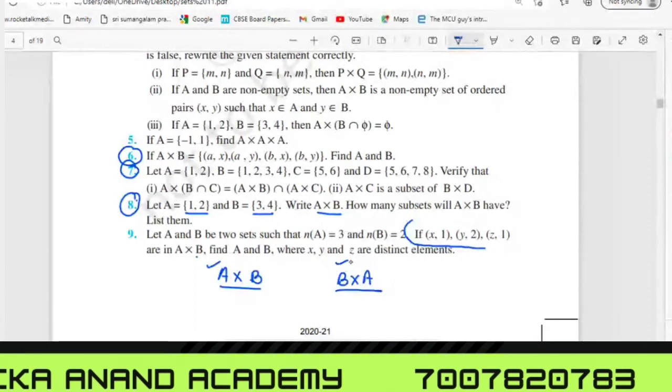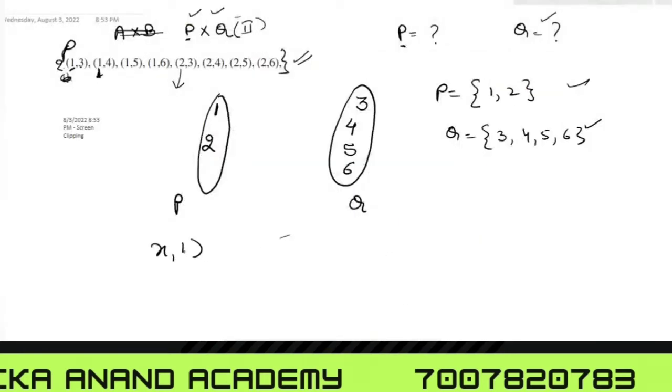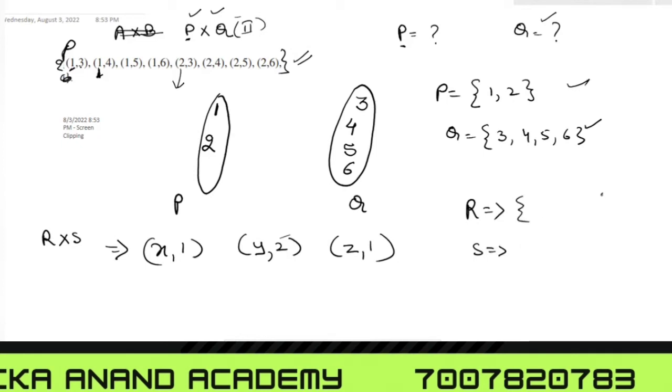For example, this one. X1, Y2, Z1. Just do that also. For example, this is a set R cross S. Now tell me elements of R and elements of S. You tell me. Elements of R are X, Y, and Z. And elements of S are 1, 2, and 1. Only 1, 2. Now, Hetika, clear? Yes, ma'am.